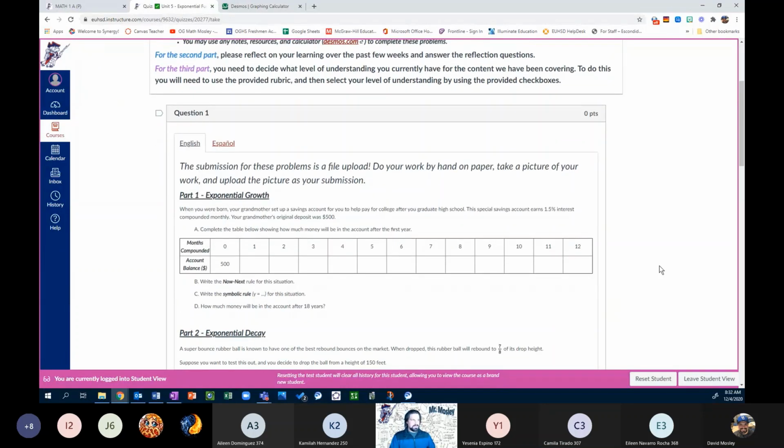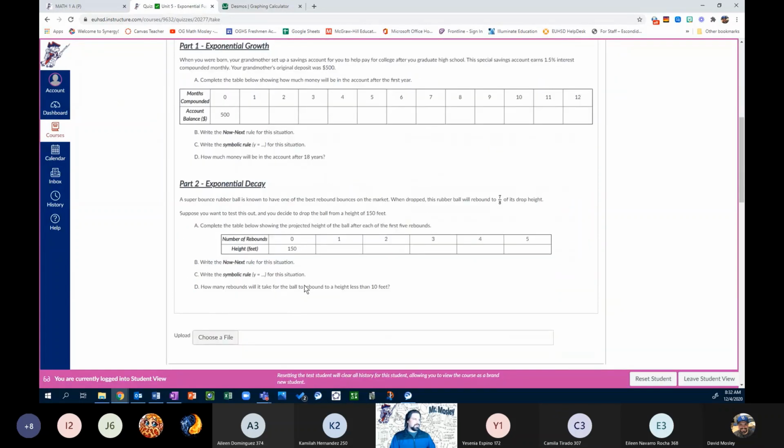In this self-assessment, there are 2 parts. One part deals with exponential growth and one part deals with exponential decay. Each of these free response questions has a table, then a next rule, a symbolic rule, and a question having to do with the context.